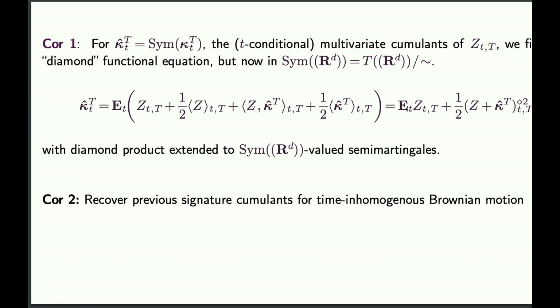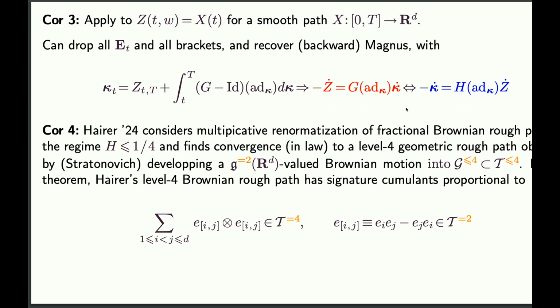If you try the previous example, signature cumulants for time inhomogeneous Brownian motion, of course, it's an exercise, you get it. The third one is you can just apply it to a process which is a smooth path. Why not? And in that case, all the brackets disappear, and you're basically recovering the classical Magnus, but now from a backward perspective, but it's equivalent. And the last one is interesting.